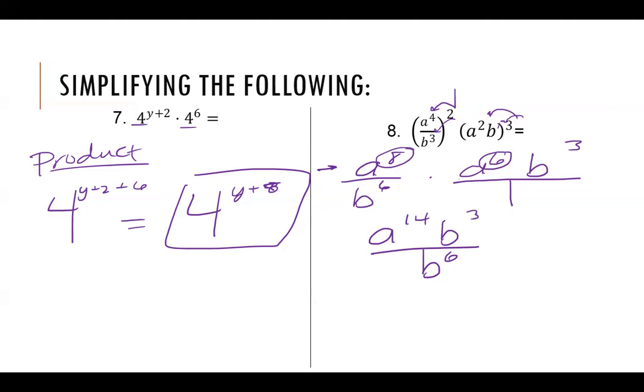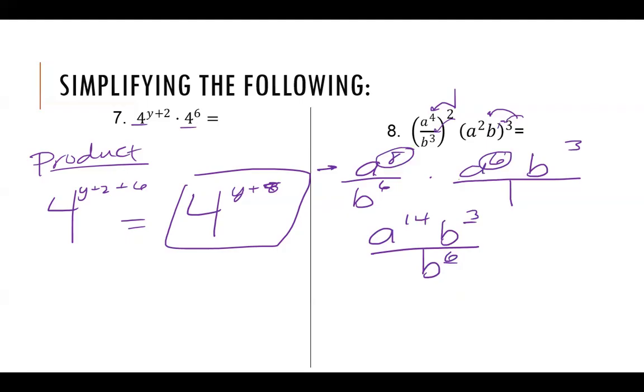All right, what's my next one? My next rule. Division. The division rule. I have 3 and 6. Remember when you're using the division rule, your difference goes where the largest exponent was. Does that make sense? Where's my largest exponent? 6 is in the denominator, right?